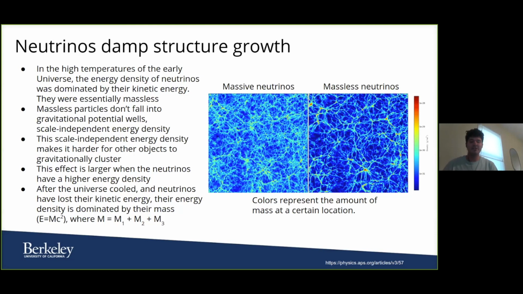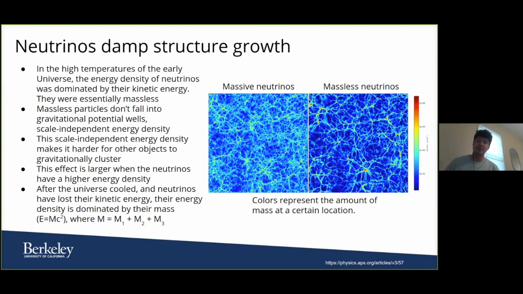These massless particles end up just going into gravitational potential wells and shooting right back out of them. They don't cluster in the same way a galaxy will want to cluster with another galaxy under gravitational attraction. As a result, you end up having a scale independent, or constant, energy density due to this blanket of neutrinos that's not clustering. And this blanket acts as a kind of friction force, and it slows down the clustering of ordinary matter, ordinary galaxies and stuff that we're used to.